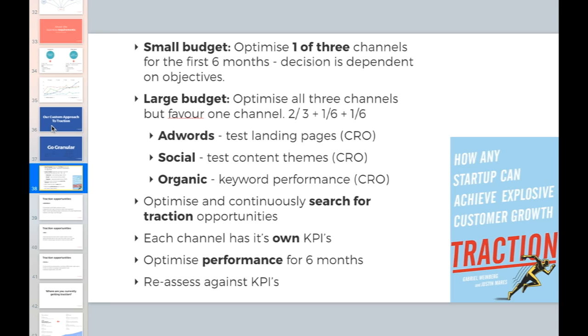So you want to be optimizing, continuously searching for traction opportunities. If you have a small budget, you would only look for traction opportunities within the channel that you choose. If you've got a larger budget, you would look at traction opportunities across all three channels. But let's say you pick up some traction on the channel that's got 1/6 of the budget, you would then have to make a decision whether or not to move budget across to that better performing channel. Each channel has its own KPIs, and you're optimizing performance for 6 months and then you reassess against your KPIs.